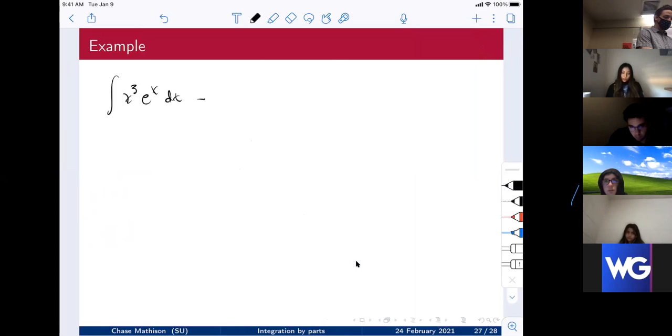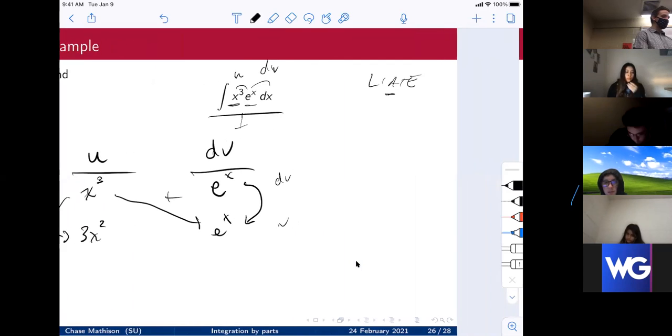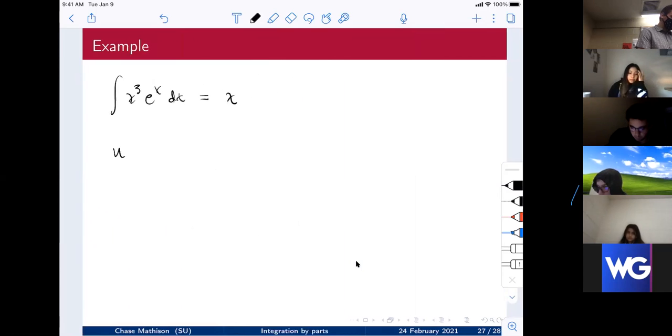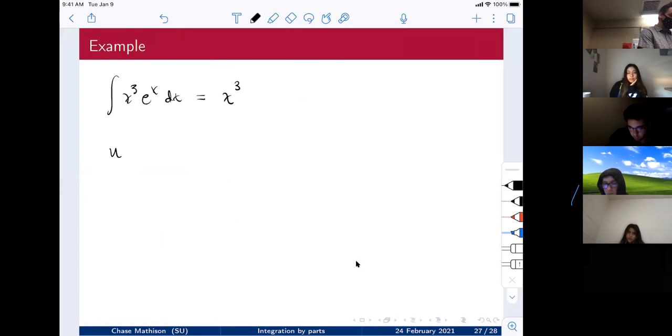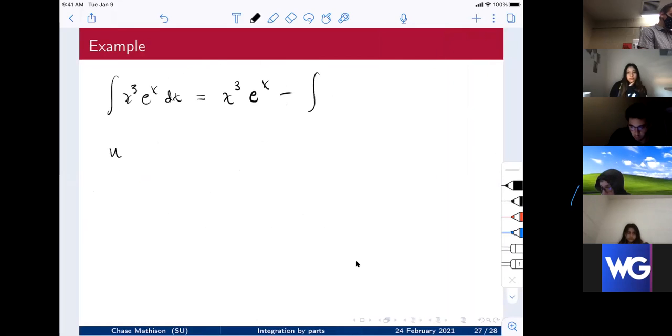This is equal to, well, we just showed, this was really us finding u and du, and really this is dv, so this would be v. So I would take that times that, right? This is where that line comes from. So I would get x cubed times e to the x, and then minus the integral of v du. So 3x squared e to the x dx.